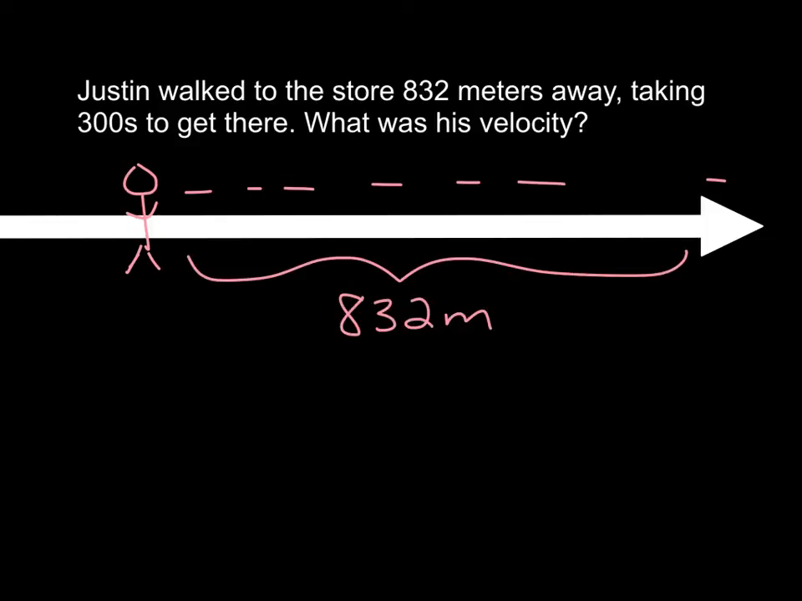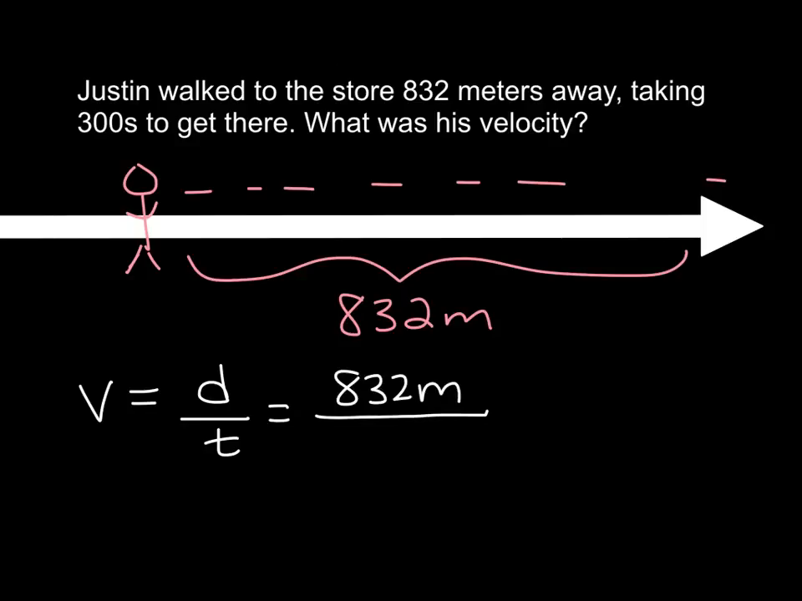Because our formula is displacement over time, and he only went in one direction, his total displacement is 832 meters, and it gave you the conversion for seconds. It took him 300 seconds to get there. So 832 divided by 300 gives you 2.8 meters per second, and that was Justin's velocity in question 1. I want you to try question 2 and 3, but think very carefully about displacement versus distance. Number 2 is kind of a trick question, but please try those next.